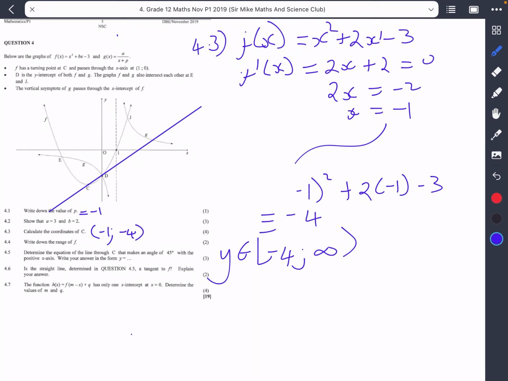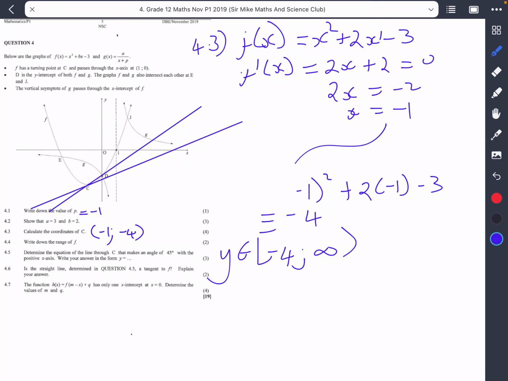And of course, it must make an angle of 45 on the positive x-axis. Now, it can also be a line that's like this, right? But as long as it makes an angle of 45 degrees, we're going to see which of these lines would make sense. Now remember, we know from grade 11 that 45 degrees would be the angle of inclination of that line that is passing through that point C.